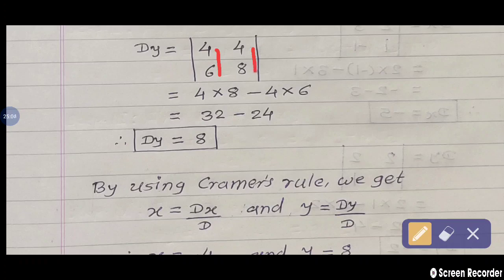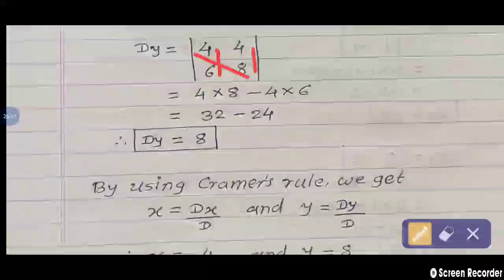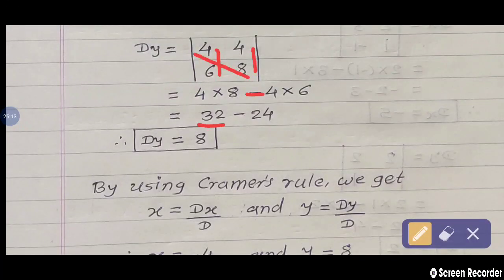Do the multiplication. First multiplication is 4 and 8. 4 8s are 32 minus second multiplication 4 6s are 24. 32 minus 24, so we are getting the value of dy is equal to 8. So we are getting all the three values of d, dx and dy.